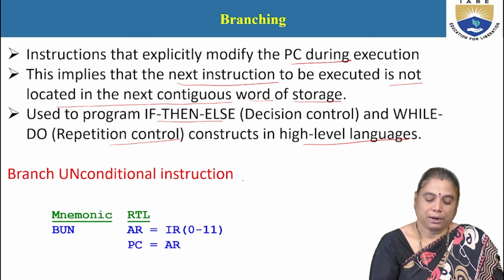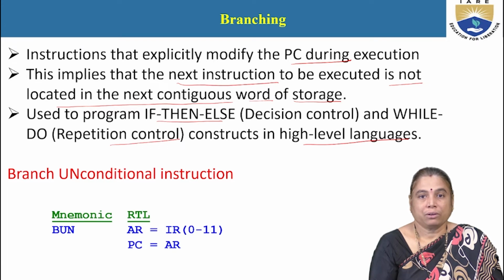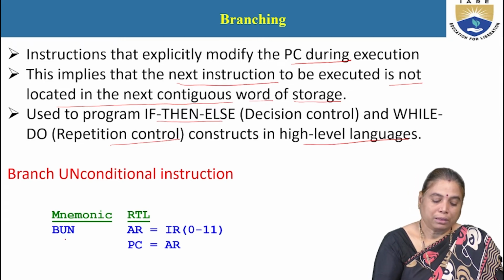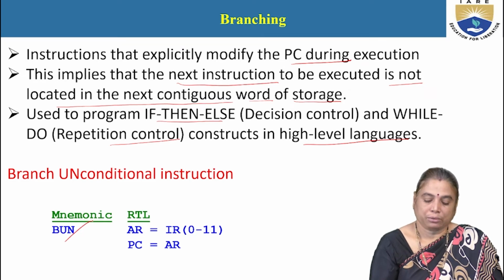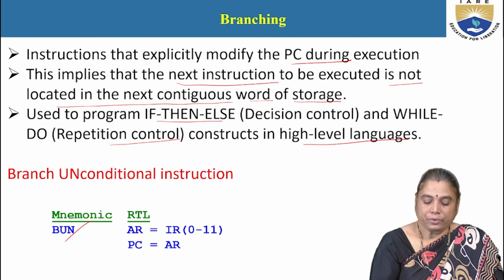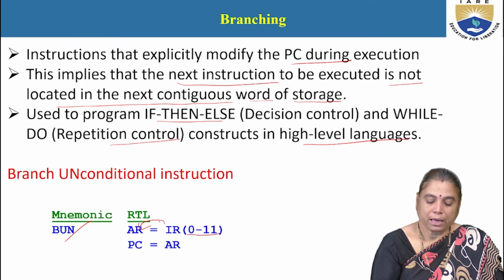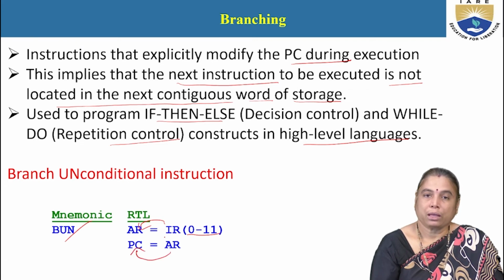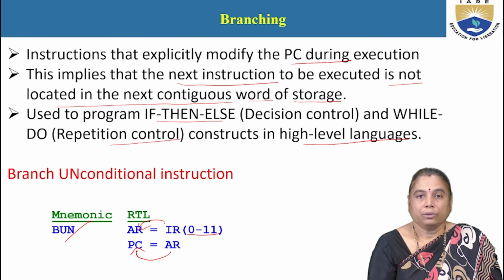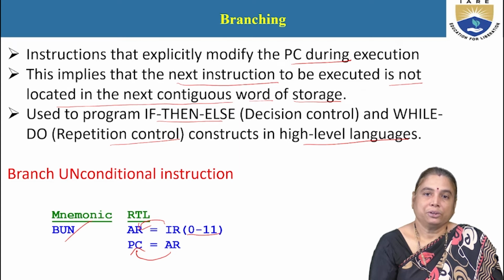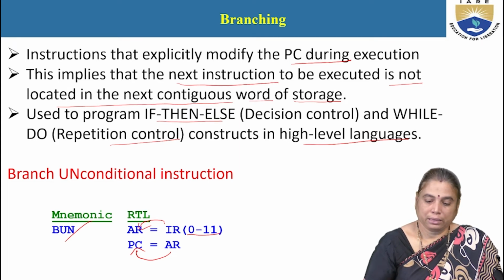The first instruction under this is BUN, branch unconditionally. There is no checking of condition in case of branch unconditional. So it branches when the program identifies the BUN instruction. The IR register bits 0 to 11 are loaded to the AR register, and what the AR register contains is transferred to the PC, so that the sequence of program execution can be altered without checking the condition by using the BUN instruction.